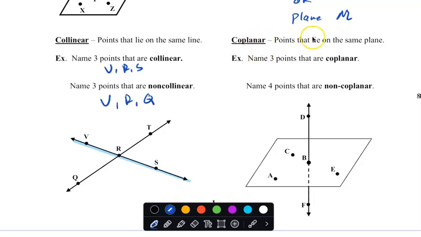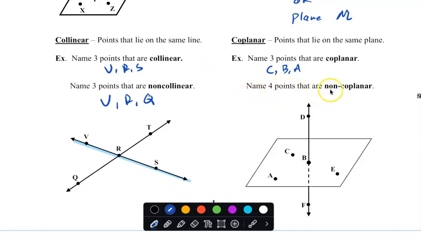Coplanar, similar idea, but points on the same plane. So name 3 points that are coplanar. So you might look at this plane here, right? So you'd say something like CBA, that would work. You could also say BEA, right? And honestly, any 3 points that are not on the same line are coplanar, right? As long as you don't pick DBF, those are on the same line. That's the one rule. They can't be on the same line, right? If you pick CBD, that's coplanar too, because you can make a plane out of 3 points. So all three points are coplanar if they're not on the same line.